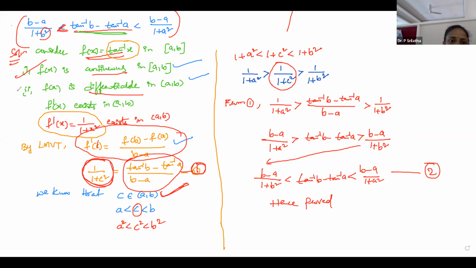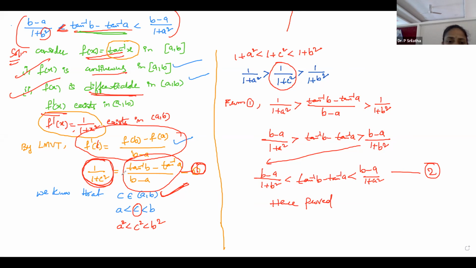So it is continuous and it is differentiable. Differentiable means f dash of x will exist. That's why we need to find f dash of x. Then from the formula of Lagrange's mean value theorem, f dash of c equals f of b minus f of a divided by b minus a. So what is f dash of c? That is 1 by 1 plus c square.